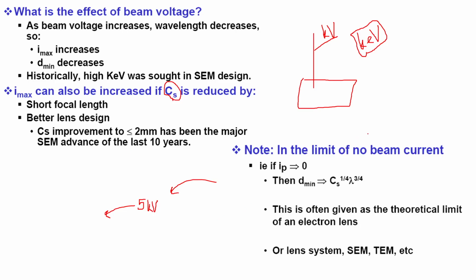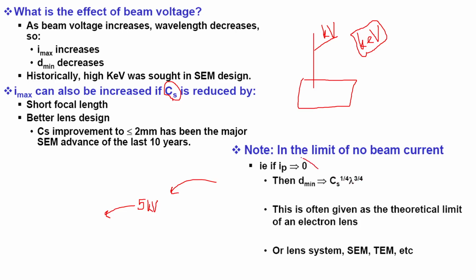Note, in the limit of no beam current. That means, if we need to have the smallest spherical aberration, we need to have the smallest current. Theoretically, the smallest current will be zero current. So then d minimum will be given by Cs to the power 1/4 times lambda to the power 3/4.